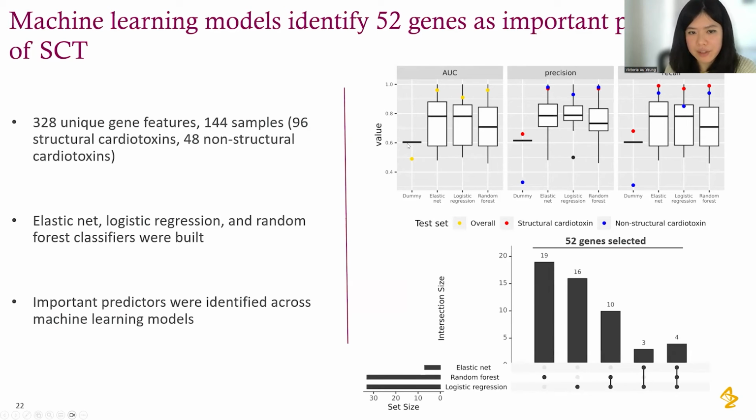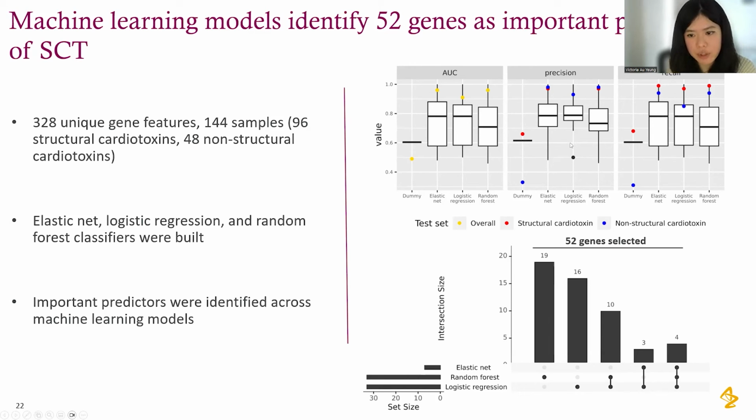So with our dummy classifier, you can see that the AUC, the precision, and the recall is all the same, and it doesn't perform very well. And it's encouraging to see that across all of our three test models, for the most part, the cross-validation performances are better than the dummy classifier. Furthermore, if we focus on the colored points, which represent the test set performances, we can see that the test sets perform very well. So this gives us confidence that our machine learning models are predicting structural cardiotoxicity quite well, and that the genes that we selected are reliable.